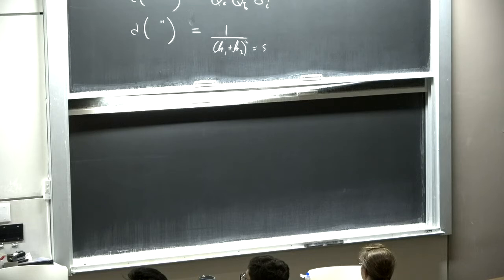Yes? Is this what you were talking about in the first lecture, where you split a loop level diagram into tree level? At the level of tree level, it's just factorization on a channel. At the level of trees, it'll be a one particle cut, factorization on a channel, okay?